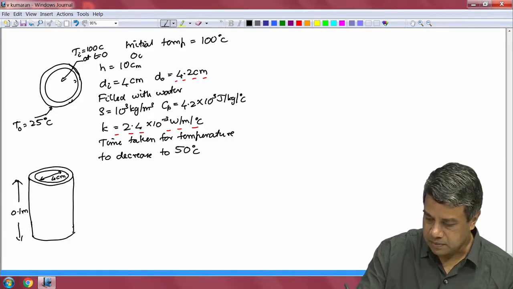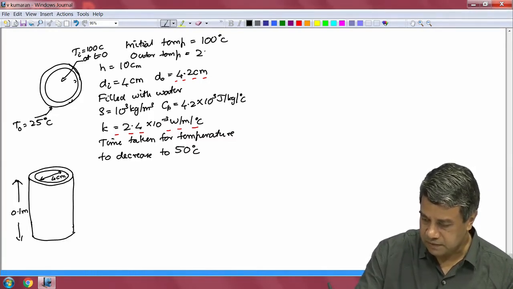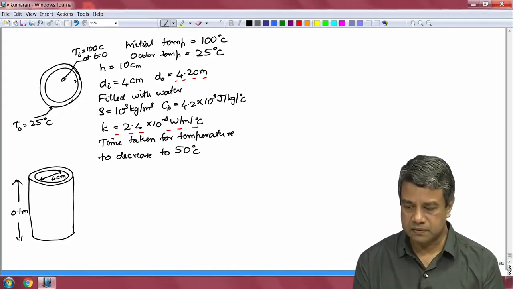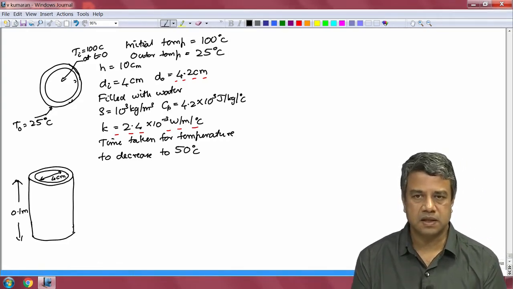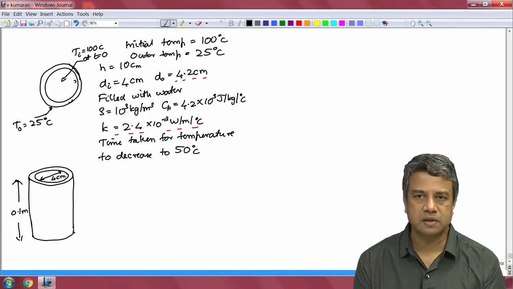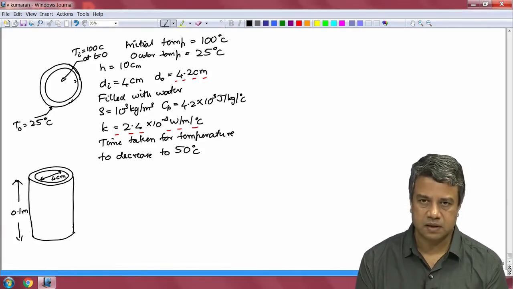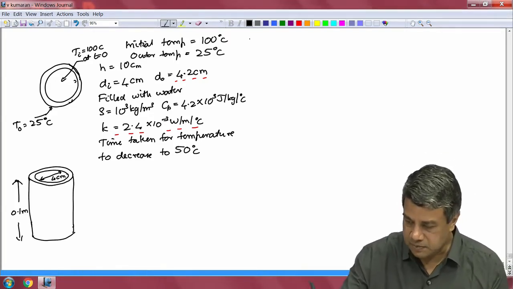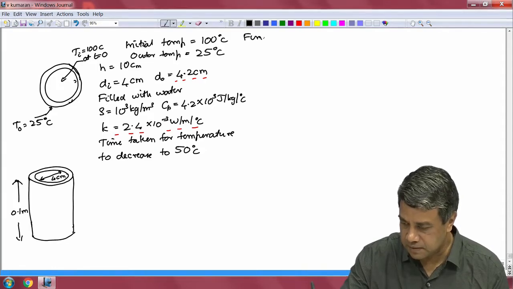Okay. Outer temperature is equal to 25 degrees centigrade. And what we would like to find out is, if you maintain it at that outside temperature, what is the time taken for the temperature of the water in the flask to decrease to 50 degrees centigrade. So, that was the problem. So, the final temperature is 50 degrees centigrade.